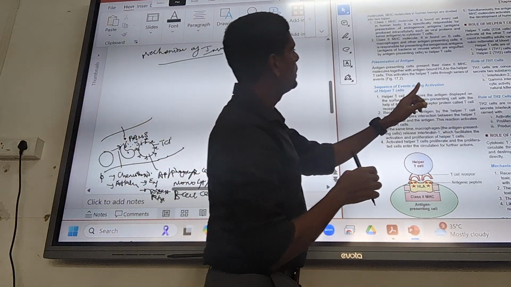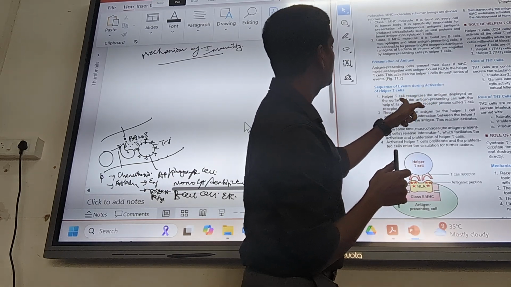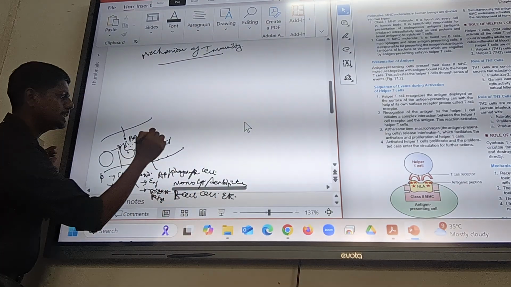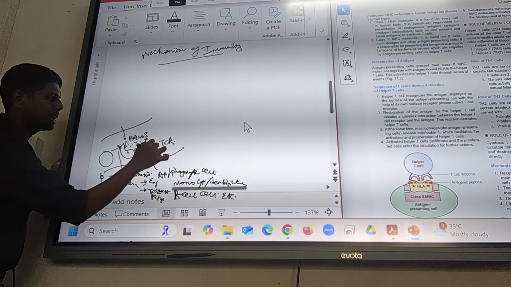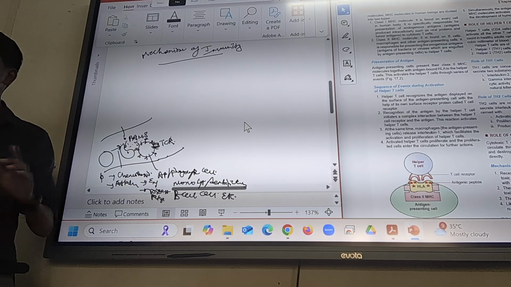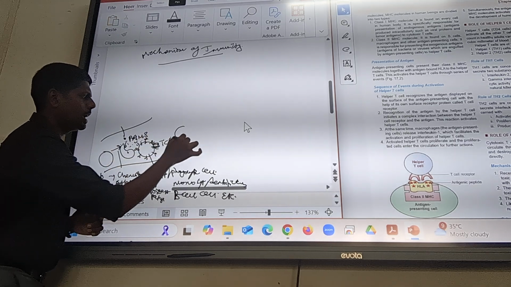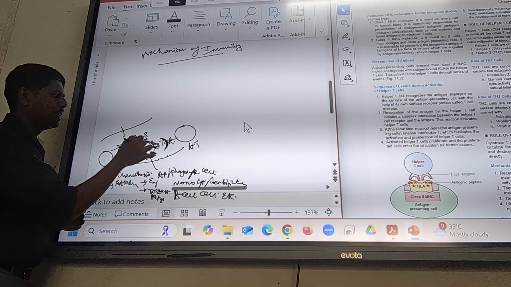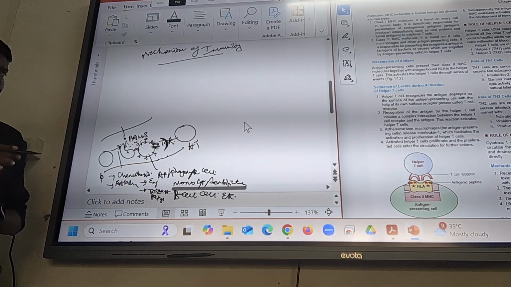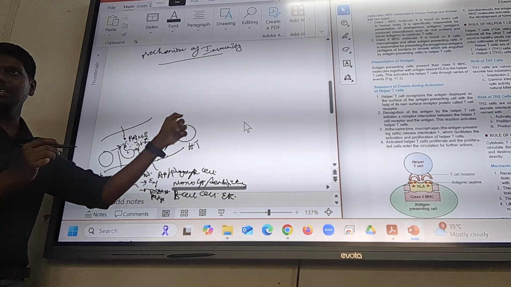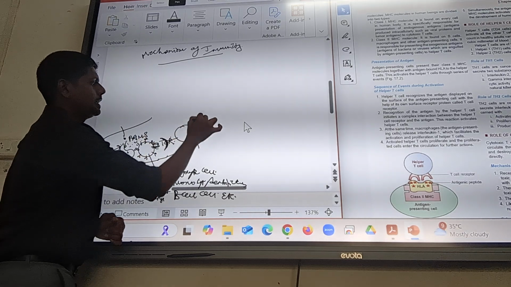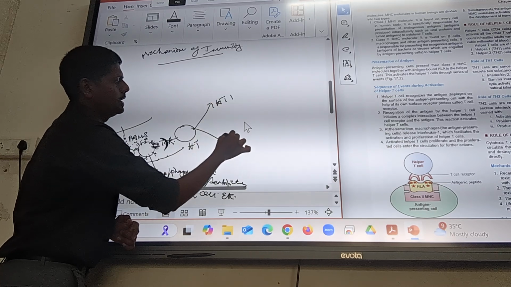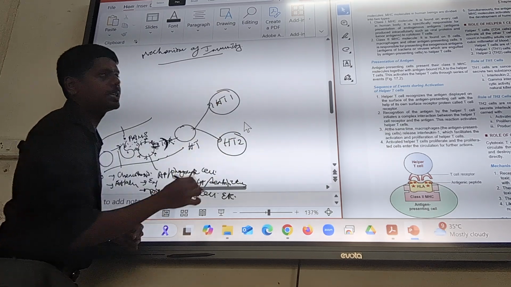What they wrote here: the helper T cell will recognize there is a receptor, the T cell receptor. So it has a receptor called T cell receptor. With the help of the T cell receptor, a helper T cell will read the antigen presented on the macrophage. This is the helper T cell. After reading the pathogen, this helper T cell will be split into two types. What are those? Helper T cell 1 and helper T cell 2. This is what we learned yesterday.